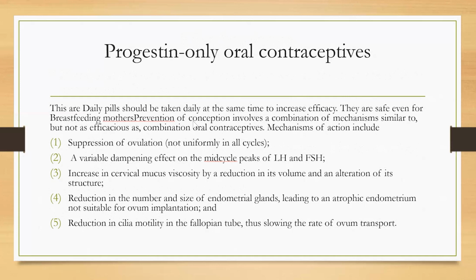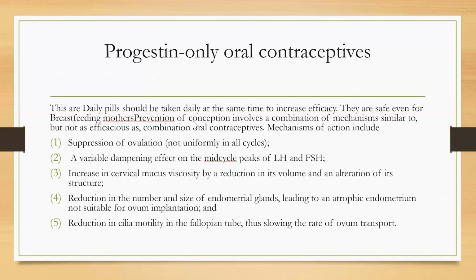The follicle stimulating hormone is the one that causes the release of the follicle. The follicle is what you call the ovum. It has to be fertilized for you to get pregnancy. With that, it increases cervical mucus viscosity. That's another effect. It increases the cervical mucus viscosity by reduction in its volume and alteration of its structure. So it reduces the mucus produced, and it also makes it thicker by altering its structure.